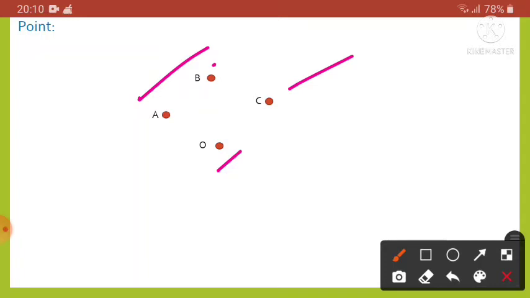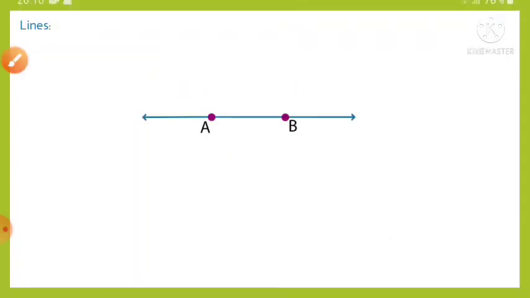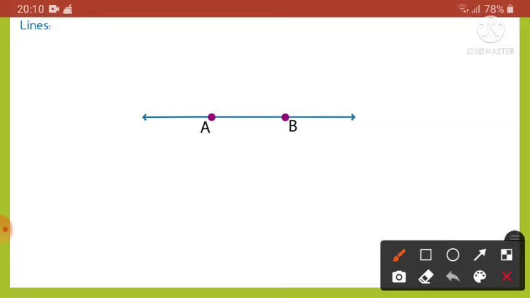Next one is line. What is a line? A line is a straight figure having no end points. A line can be extended on both sides. We can represent a line by two capital letters, such as A, B. The points A, B are selected to name the line.